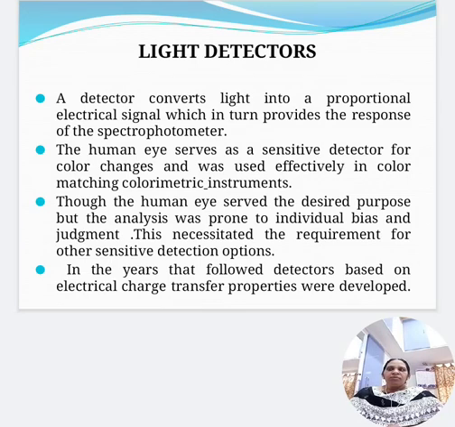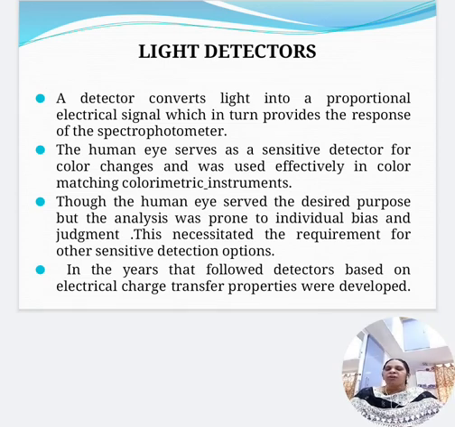So, though the human eye served the desired purpose, the analysis was prone to individual bias and judgment. This necessitated the requirement for other sensitive detecting processes. With the human eye, you are not able to identify the colors so effectively, or identify the nature of the radiation that may be emitted. So, there is a requirement for other sensitive detection options.